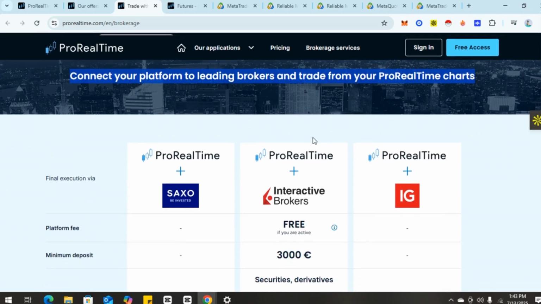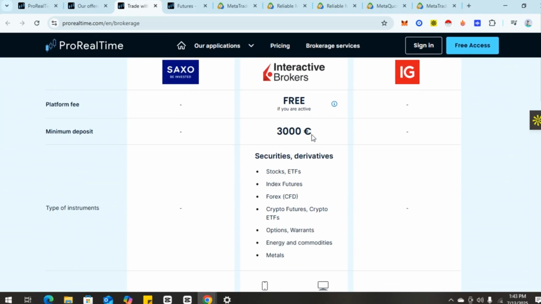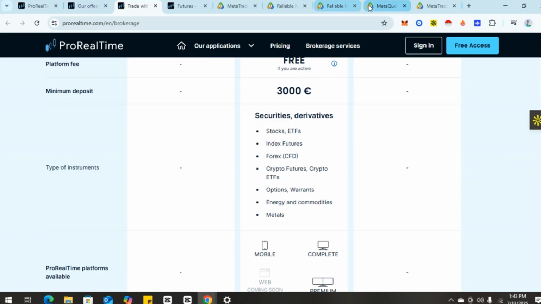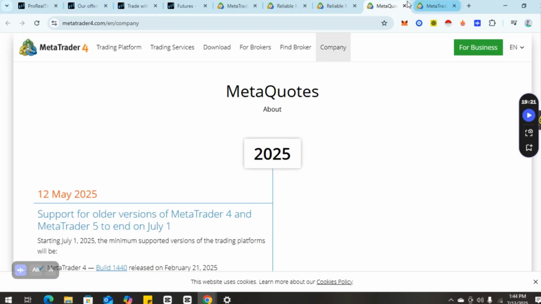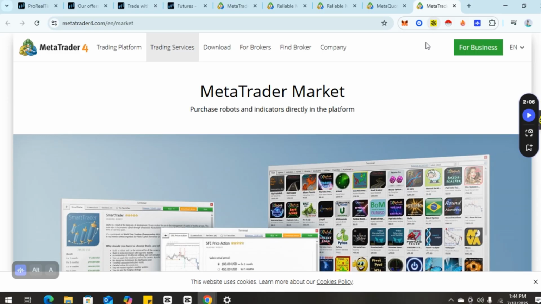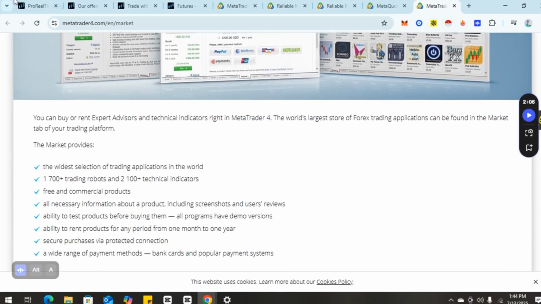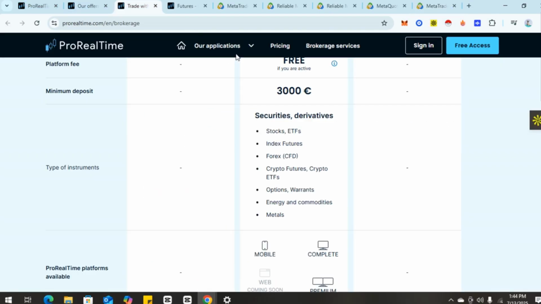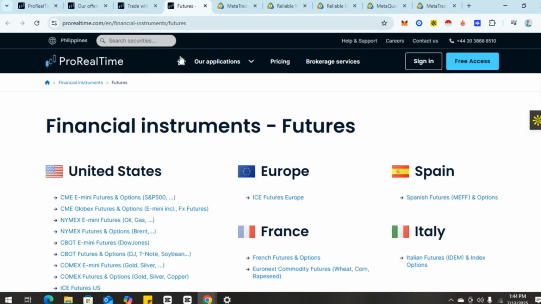On mobile, MT4 has lightweight apps for Android and iOS, great for managing trades on the go. ProRealTime's mobile version, while more detailed, is best for reviewing analysis rather than live execution.